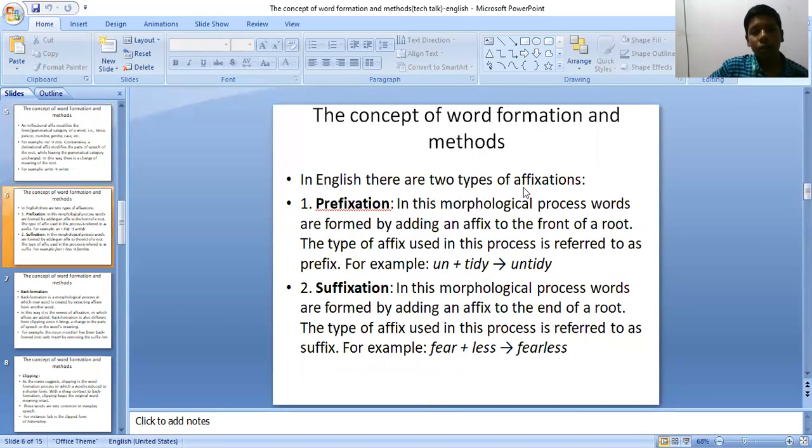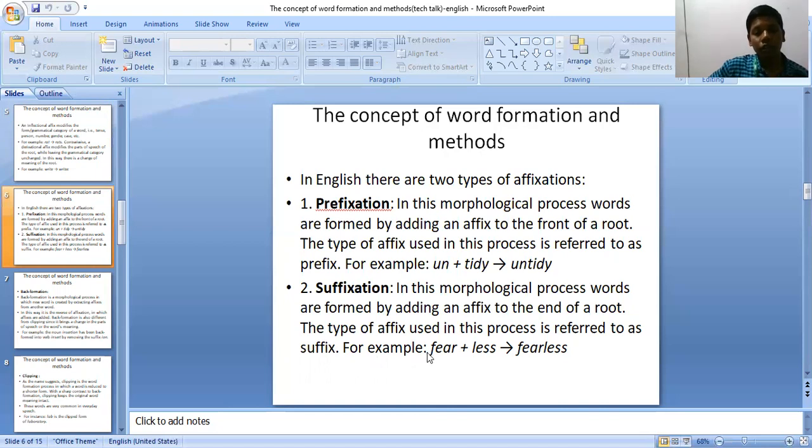In English, there are two types of affixation. One is prefixation. In this morphological process, words are formed by adding an affix to the front of a root. The type of affix used in this process is referred to as prefix. For example, untidy. And another one is suffixation. In this morphological process, words are formed by adding an affix to the end of a root. The type of affix used in the process is referred to as suffix.